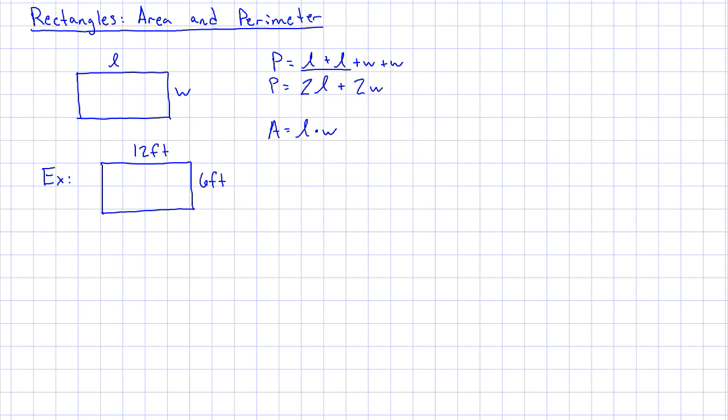So the formulas are fairly straightforward to apply, but we have to be just a little bit careful about the units, and I'd say that's the biggest mistake that students make. So 2 times the length, which is 12 feet, plus 2 times the width, which is 6 feet, and I end up with 24 feet plus 12 feet equals 36 feet. That is the perimeter of this rectangle.